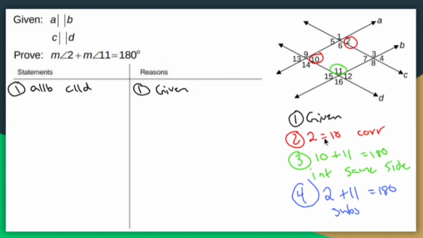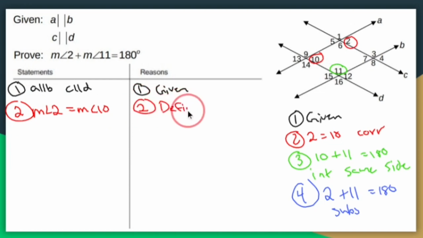What was 2? 2 is equal to 10. So we're going to say that the measure of angle 2 is equal to the measure of angle 10. And once again, that's because 2 and 10 were corresponding angles and C and D were parallel. So we could say the definition of corresponding angles.